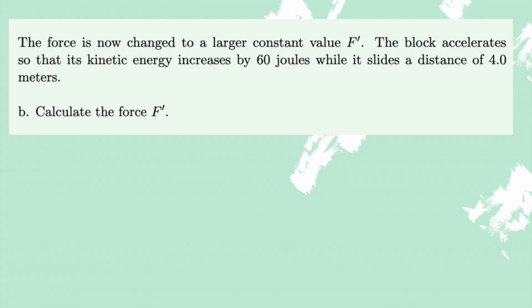Basically first, the force is now changed to a larger constant value F prime. And now the block accelerates so that its kinetic energy increases by 60 joules while it slides a distance of 4 meters. So this means that the change in kinetic energy is 60. So we use the formula, the net work done equals the change in kinetic energy. So the net work done is F prime times displacement.